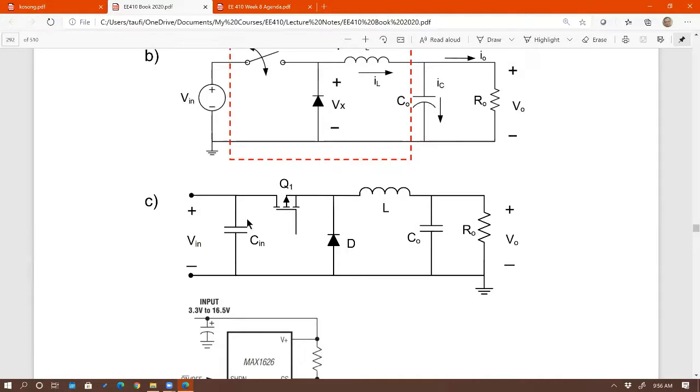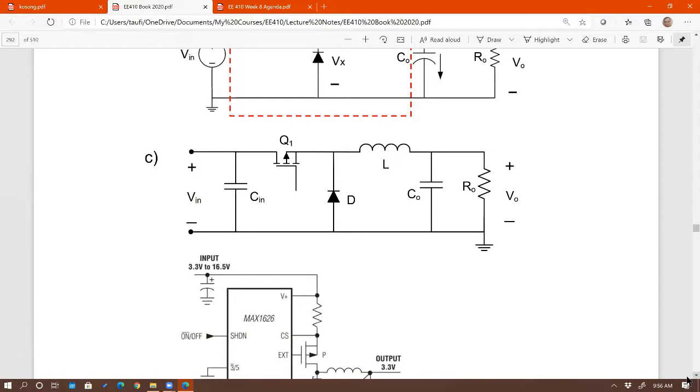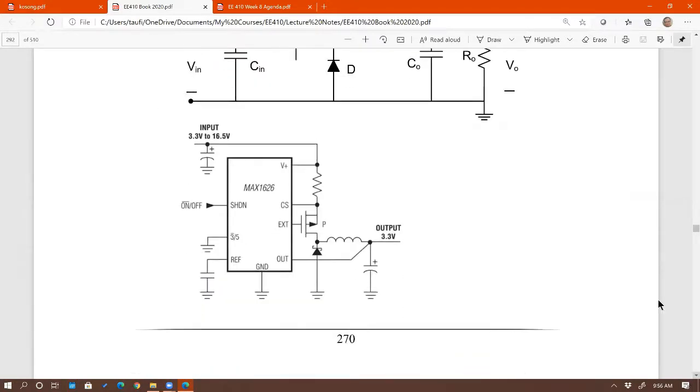So one more time: the feedback controller is a must. The input capacitor is a must. In this class, we're going to learn how to size both the output capacitor and the input capacitor. Here's an example of a circuit, a buck converter.